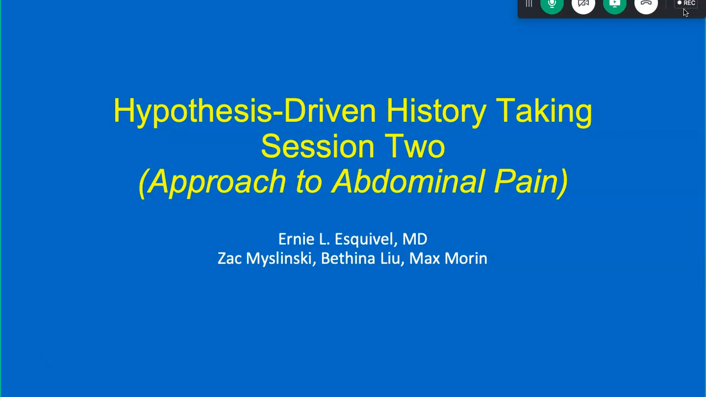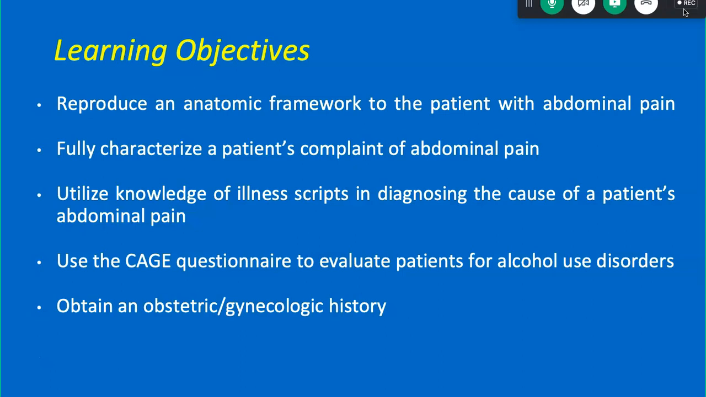So let's get going. Our learning objectives for today are for you to be able to reproduce an anatomic framework for the patient with abdominal pain, to once again fully characterize the patient's complaint, which today is abdominal pain, and to use your knowledge of illness scripts in diagnosing the cause of your patient's complaint. And we're going to try to refresh your memory on two things not directly related to abdominal pain: the CAGE questionnaire, as well as ensuring that you know how to obtain obstetric gynecologic history from your patients.